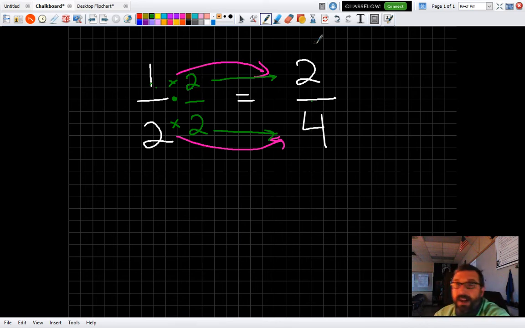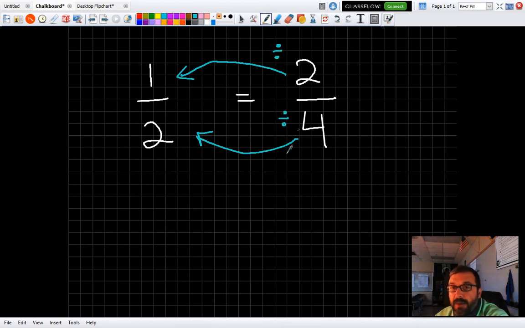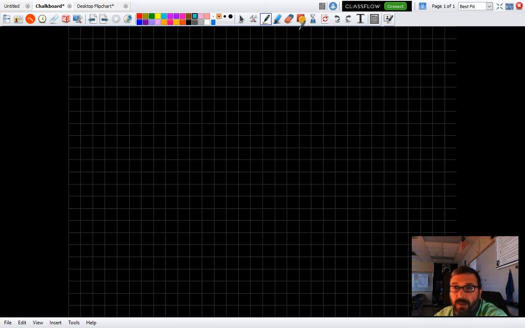Now to simplify, to go the other direction, I need to do the opposite. And the opposite of multiplication is division. So what I need to be asking myself is what number can I divide both the top and bottom by to get a reduced number? Now, in this specific case, we see that 2 and 4 are both even numbers. So we know we can divide both of them by 2. 2 divided by 2 is 1. 4 divided by 2 is 2. And that gives us our reduced fraction. And that's the basic premise of what we're going to be talking about.